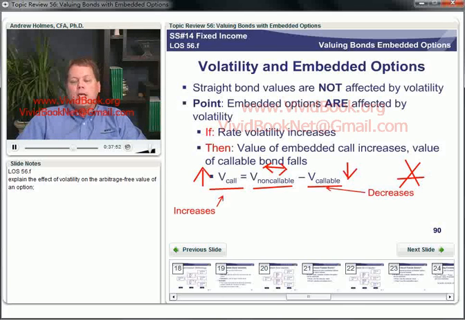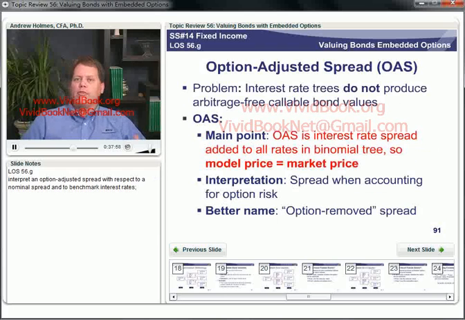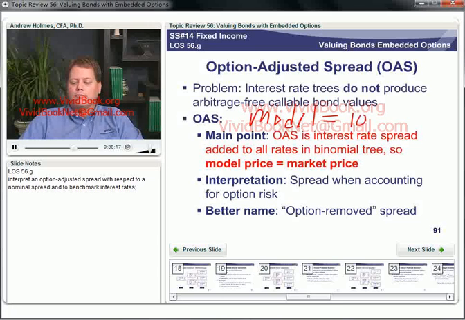All right. Now, let's go back and look at this option adjusted spread thing again. We've already gone through and valued this bond with the embedded option, and we came up with a price of 103.43 if I'm not mistaken. So we used our model, and we got 103.43. I think that's right.